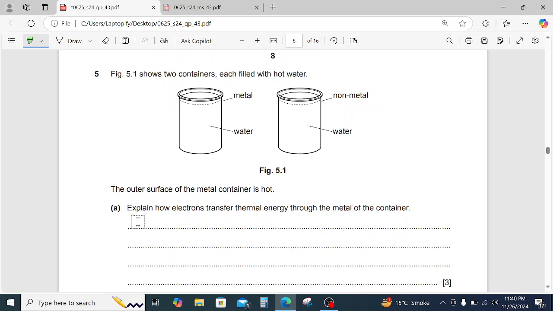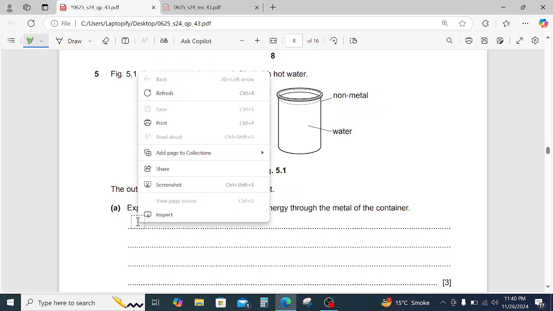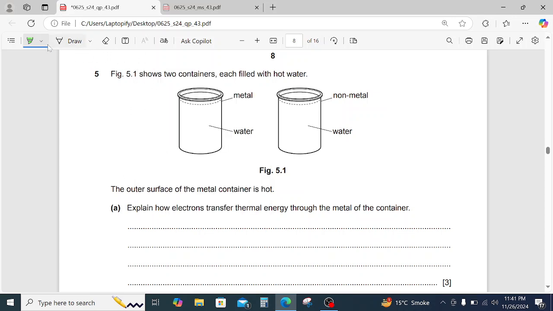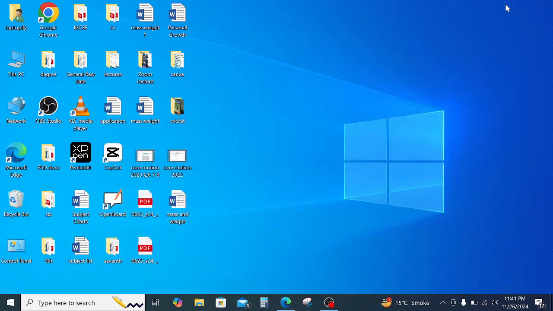Remember one thing, a metal consists of, why is it not working well, just wait, just wait.